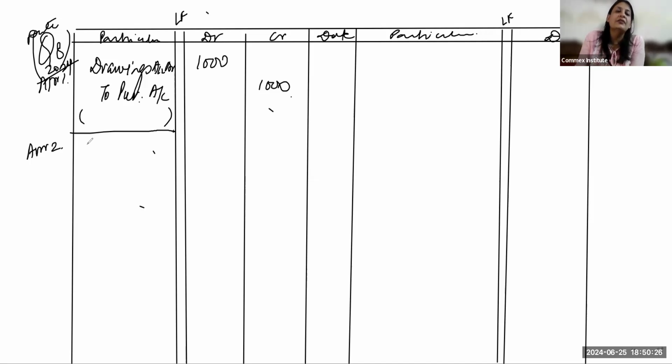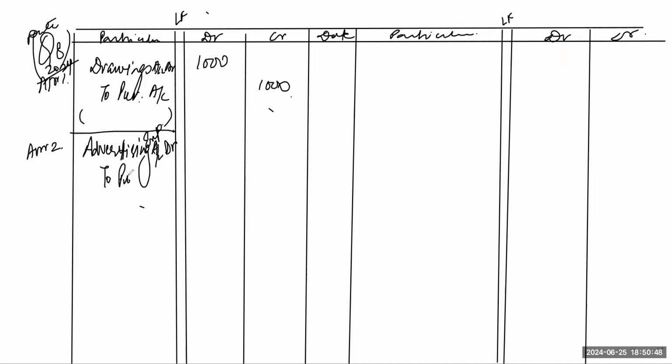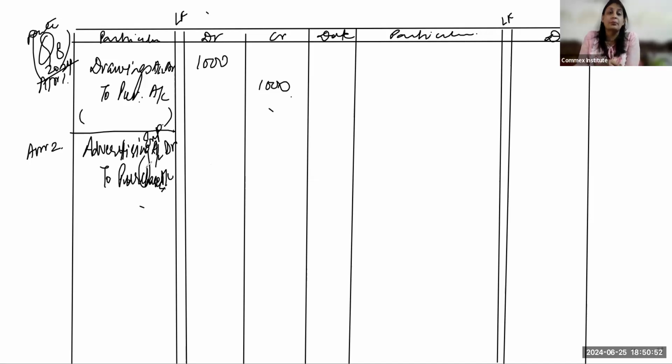Okay, here we have to write advertising expenses or marketing expenses or sales promotion expenses or free sample expenses. Any account name would be okay, no problem. Advertising expenses account debit. To, credit what, Aditya? Purchases account. Put that S also. Amount would be 500 and 500.